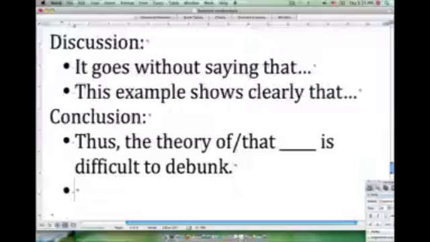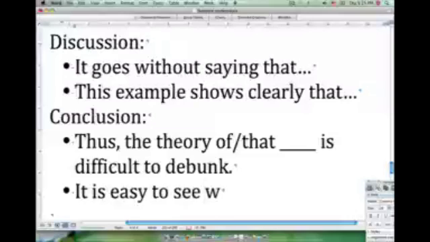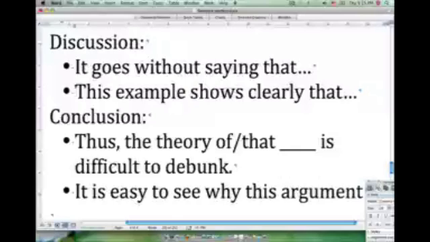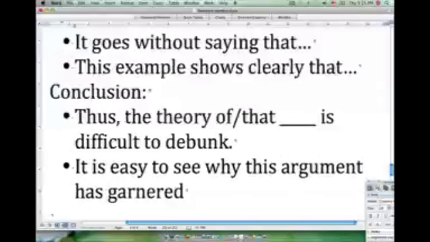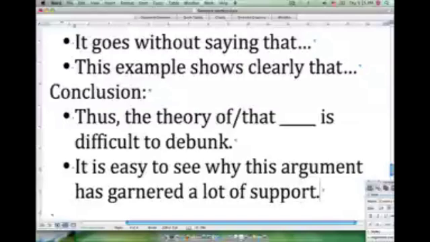Let's see, perhaps something kind of stock is, so it is easy to see why this argument has garnered a lot of support. Something like that could work. It is easy to see why this argument has garnered a lot of support.